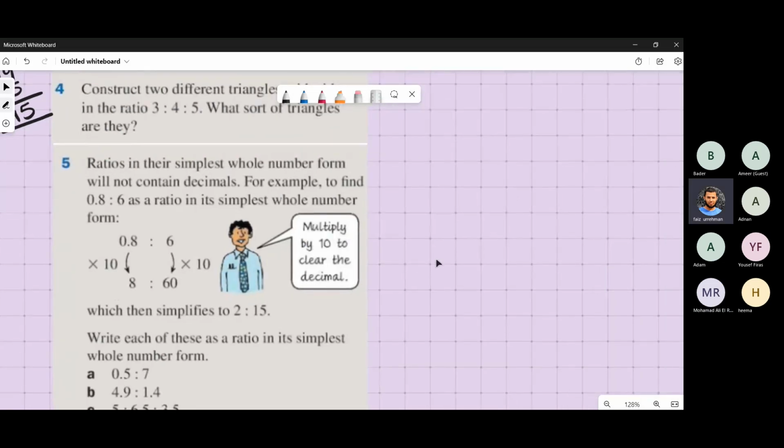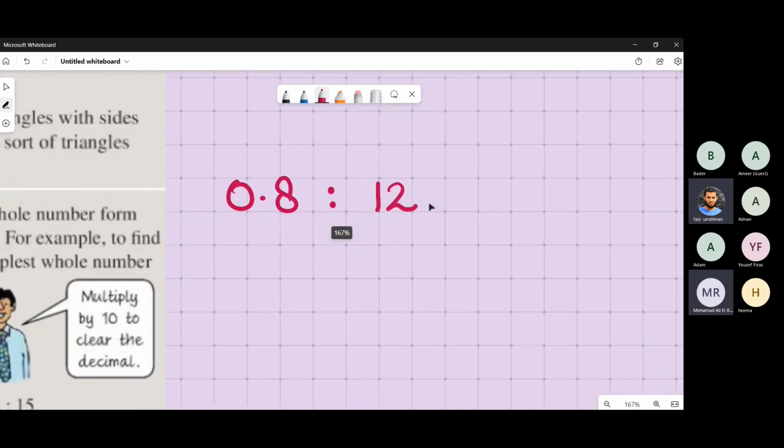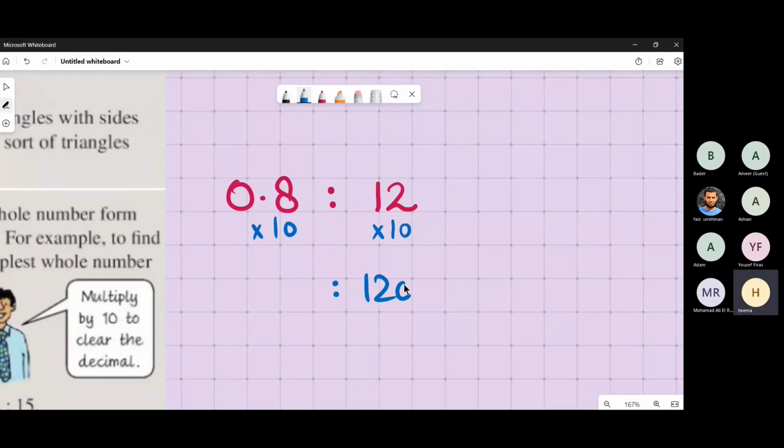If you have a ratio that has a decimal in it, for example 0.8 to 12, what you have to do is remove the decimal first. How can I make this number decimal free? Multiply by at least 10. But if I'm doing something here, the same has to be done here to keep the balance. So 0.8 multiplied by 10 will give me what? And 12 multiplied by 10 will give me what? 120 for 12 and 8 for 0.8.